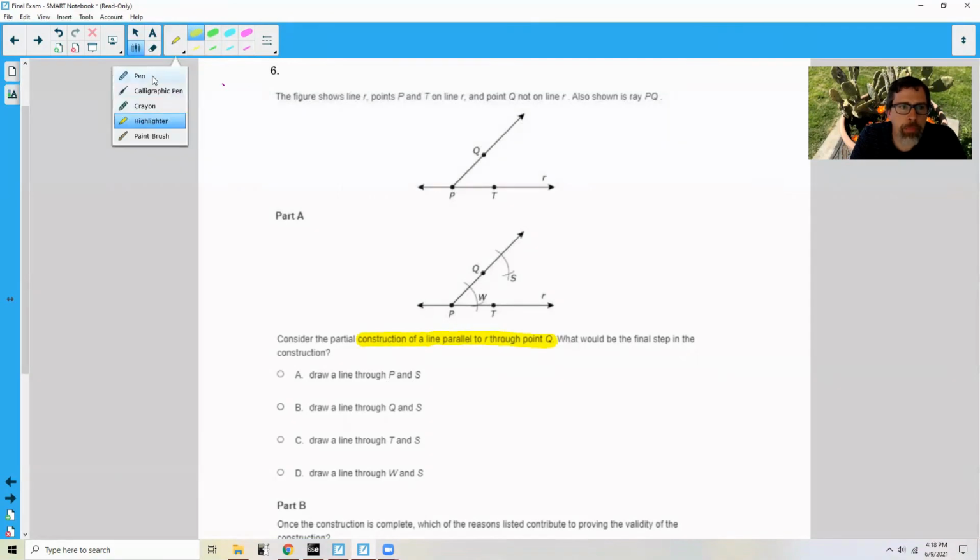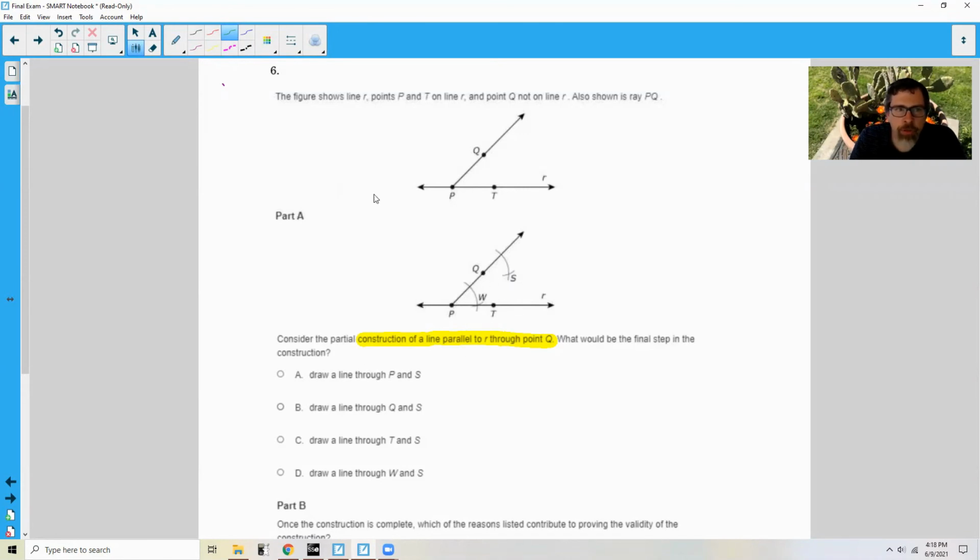That is the key to this problem. And it says, what would be the final step in this construction? So they took a compass, they put the stylus here, and they drew an arc. And then they put the stylus here, and they drew this arc here. And then they copied it. They did that up here, and then they copied it down here. And then they're going to do it again at Q. Okay, so the next step, it's done.